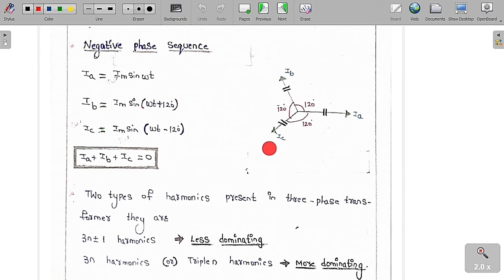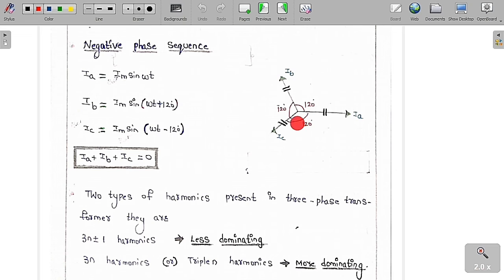So let me assume, for a positive sequence you go in the clockwise direction, and for the negative phase sequence you have to go in the anti-clockwise direction. Now you can see clearly IB is going to lead IA by 120 whereas IC is going to lag IA by 120. So if I write the time domain expressions, IA is equal to Im sin omega t, IB is equal to Im sin omega t plus 120 and IC is equal to Im sin omega t minus 120.